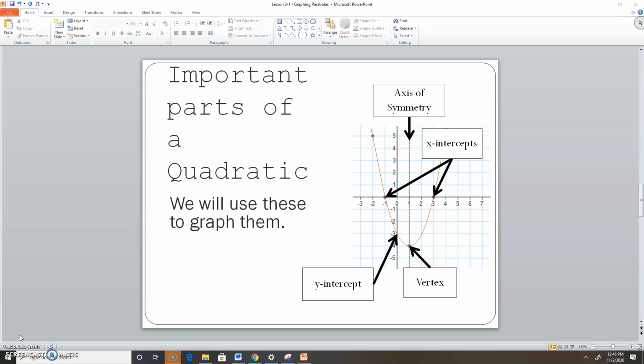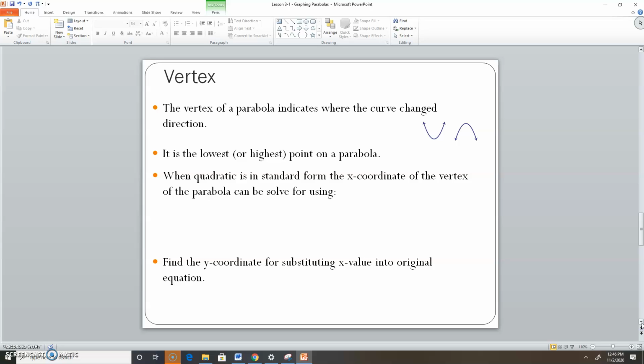Okay? So the first one we're going to go over is how do we find our vertex. Okay, so what is the vertex? Well, the vertex of a parabola indicates where the curve has changed direction. It is either the lowest point, or it could be the highest point. So these 2 points right here would be the 2 vertexes of those 2 parabolas.